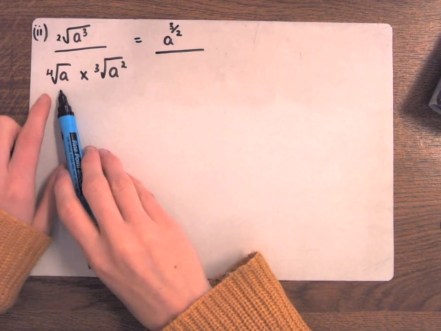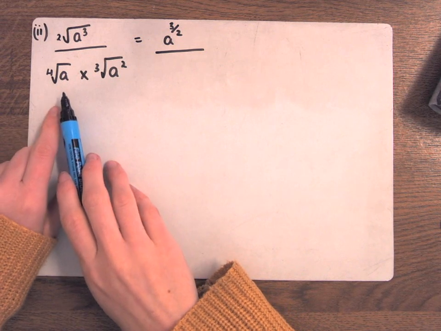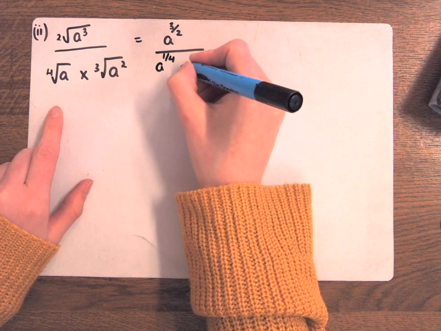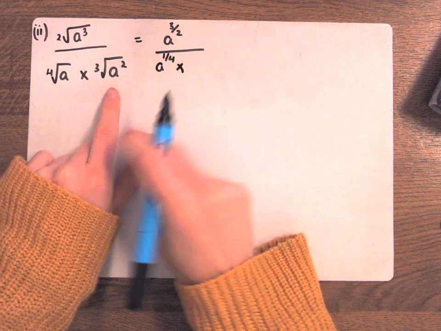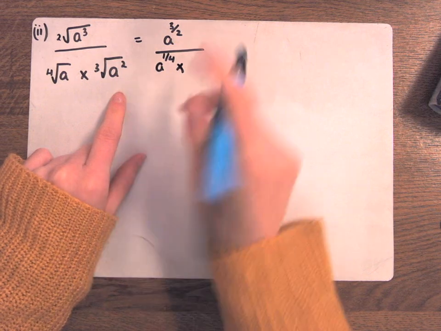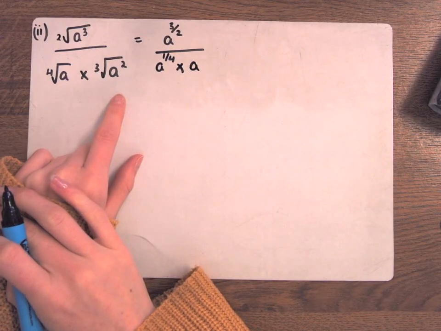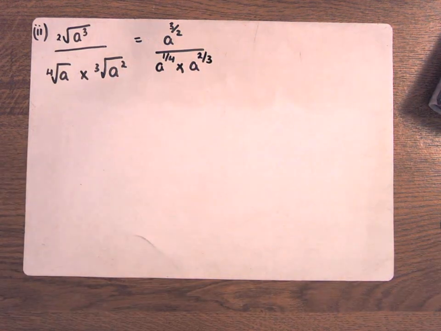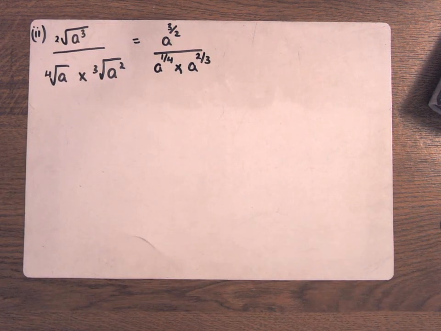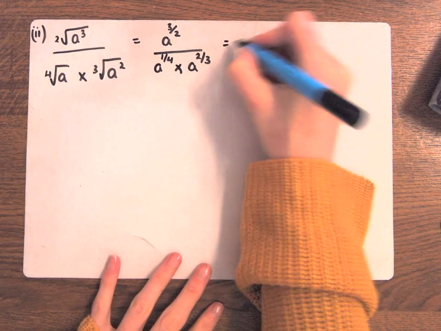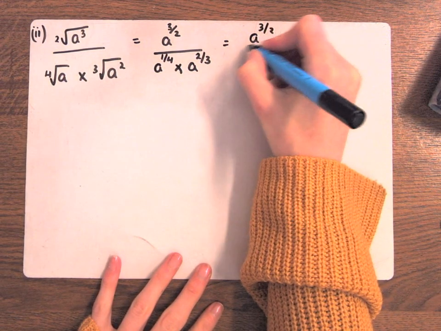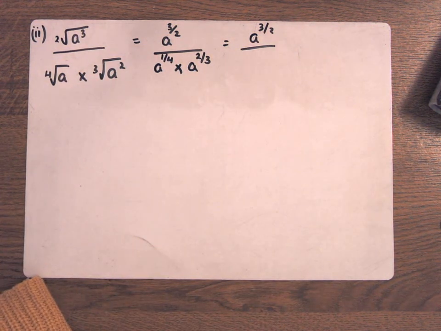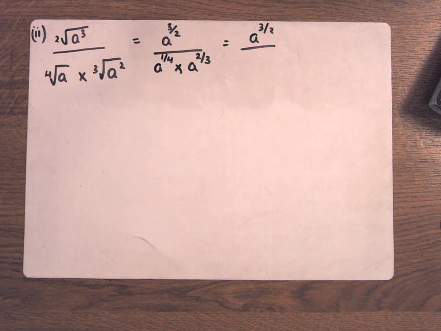Now here, this is the fourth root of a. So that would be a to the power of? A quarter. Excellent. Multiplied by, this is the cubed root of a squared. A to the power of, bottom number outside, top number inside, 2 over 3. Okay, let's keep going, tidying up a little bit. What do you do when you're multiplying and the bases are the same? Add your powers, exactly.